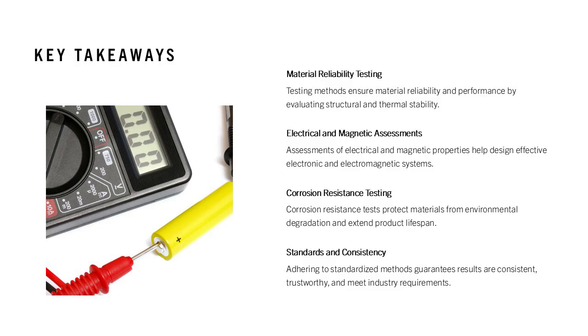Testing methods and standards are vital for ensuring material reliability and performance. Density and thermal testing provide insights into structural and thermal stability, while electrical and magnetic property assessments guide the design of electronic and electromagnetic systems. Corrosion resistance testing safeguards against environmental degradation, and adherence to standardized methods guarantees consistency and trustworthiness of results. Together, these practices enable engineers to make informed decisions, enhance product quality, and meet stringent industry requirements.